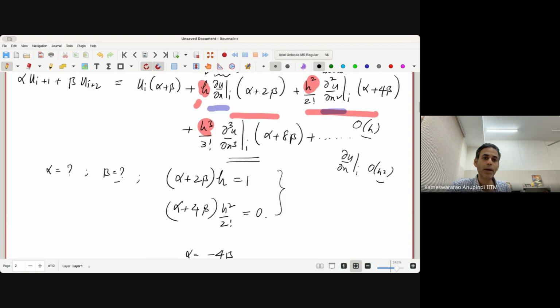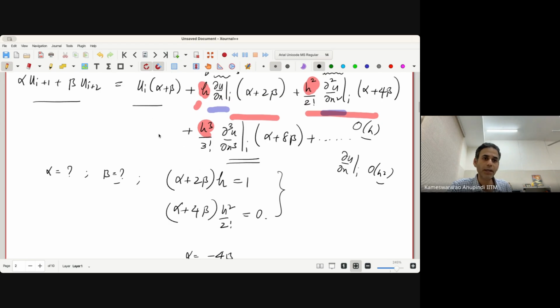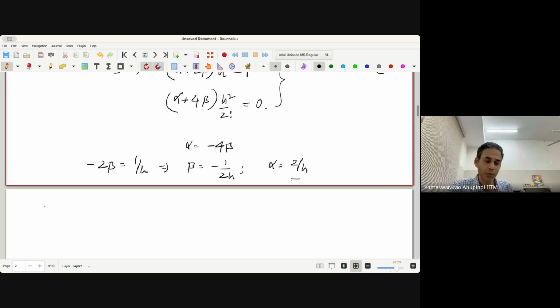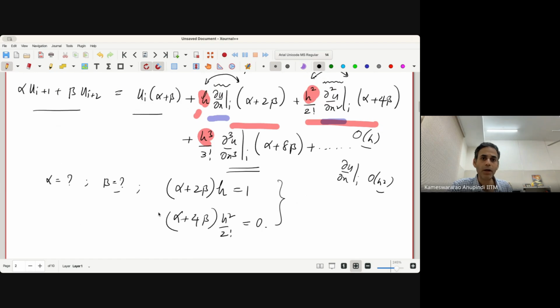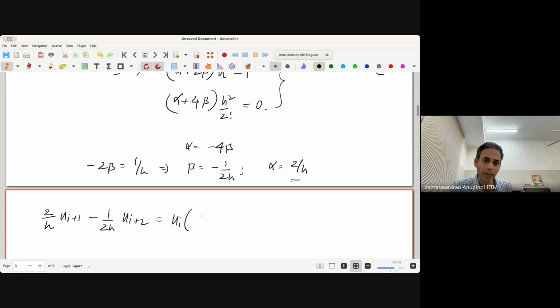That means I'm going to go back and substitute for alpha and beta into this equation. Then it's going to give me alpha times u(i+1), that is 2 by h times u(i+1), plus beta times, that is minus 1 by 2h times u(i+2), equals, on the right hand side, u_i times alpha plus beta. So this is going to be u_i times alpha, which is 2 by h, minus u_i plus beta, this is minus 1 by 2h. Okay, that's what I have.